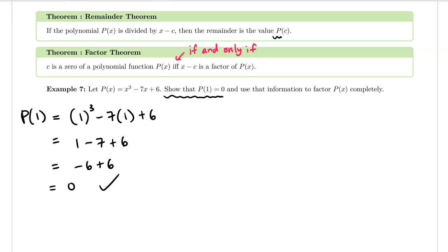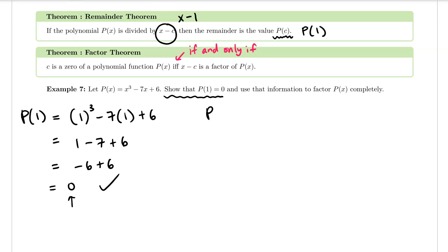So we just evaluated p of 1 in this example, which is going to tell us that x minus 1 is a factor, x minus c. And what this says is that if we divide our original polynomial by x minus 1, then the remainder is the value of p of 1, which we just said was 0. So that's going to be really nice because then that's going to help us factor it.